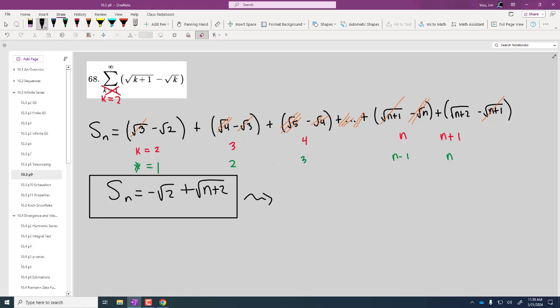And this will tell us that the sum of this infinite telescoping series is infinity also. So that one diverges too.